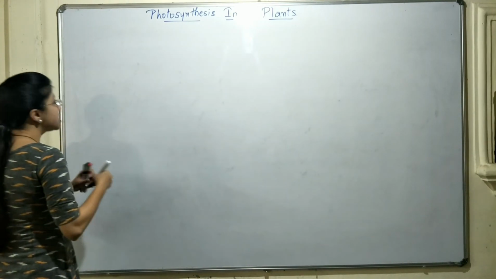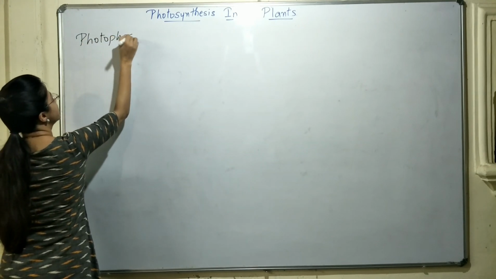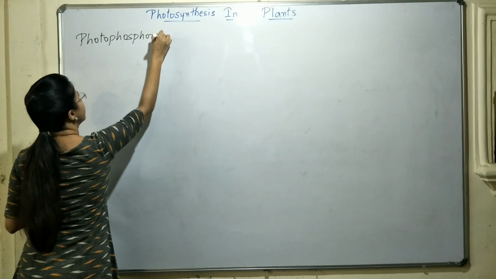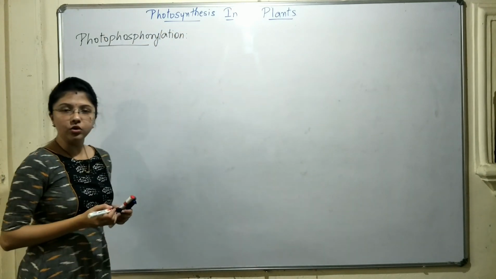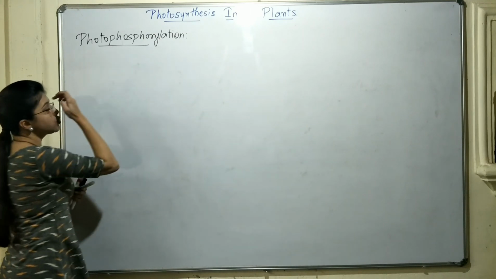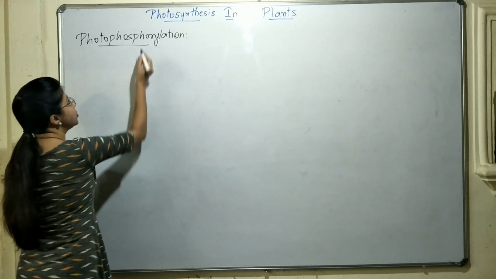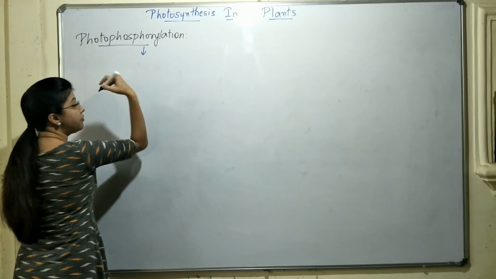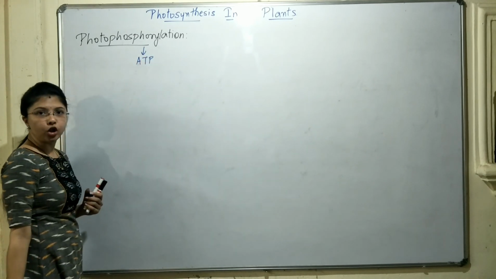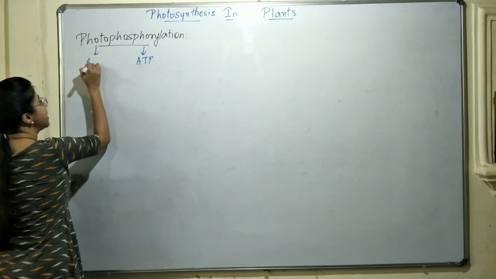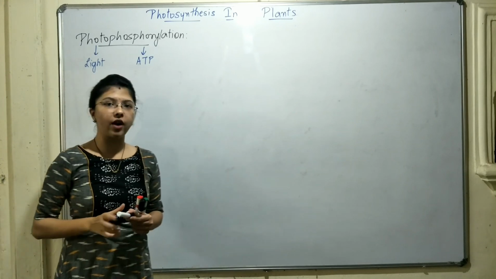Now, let us first understand the term photophosphorylation. As you can see here, there are two terms. One is photo and another one is phosphorylation. As I said earlier also, phosphorylation will be termed because there will be fixation of a phosphate group to form ATP molecule. And since it is taking place in the presence of light, the complete process is termed as photophosphorylation.